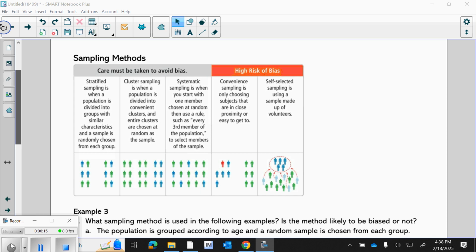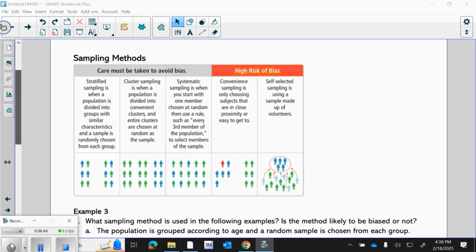Two of the methods that you have a high risk of bias with are convenience sampling and self-selected. Convenience is convenient for the person that is conducting the survey. For instance, if I wanted to survey all the students in Page High School, but I decided I was just going to stand in the doorway of my classroom and I would only survey the students that walked by my classroom, that is convenient for me, but it is not a good representation of the entire population.